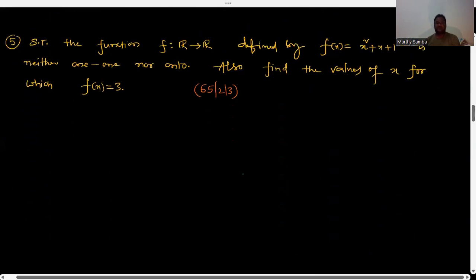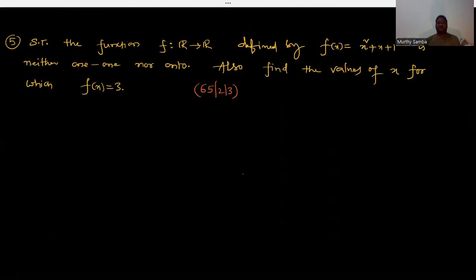Right. Coming to the next problem, the fifth problem. In this fifth problem, show that the function f from R to R defined by f of x equal to x square plus x plus 1 is neither 1 to 1 nor onto. Also find the values of x for which f of x is equal to 3. Similar kind of problem.